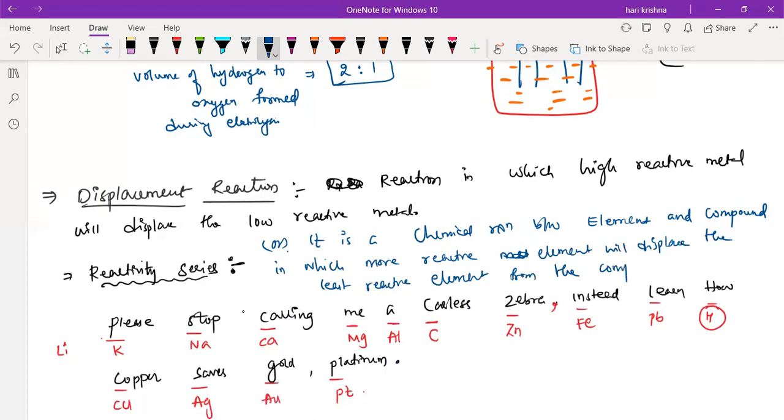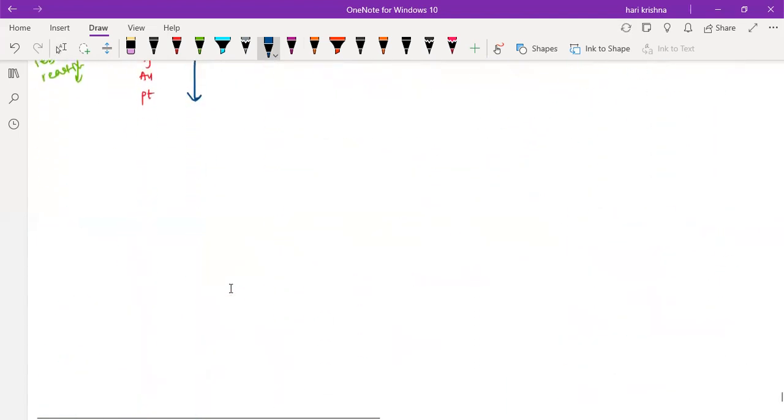I don't know how many of you are understanding my handwriting. No, sir, understand. Listen carefully now. It is a chemical reaction between the element and compound in which a more reactive element will displace the least reactive element from the compound. Is it clear? Yes, sir. I'll explain this one with an example first.